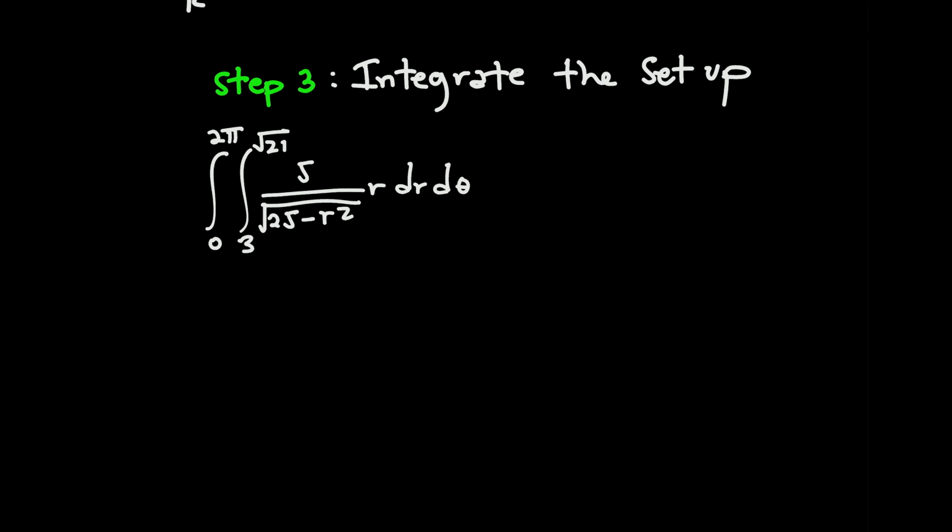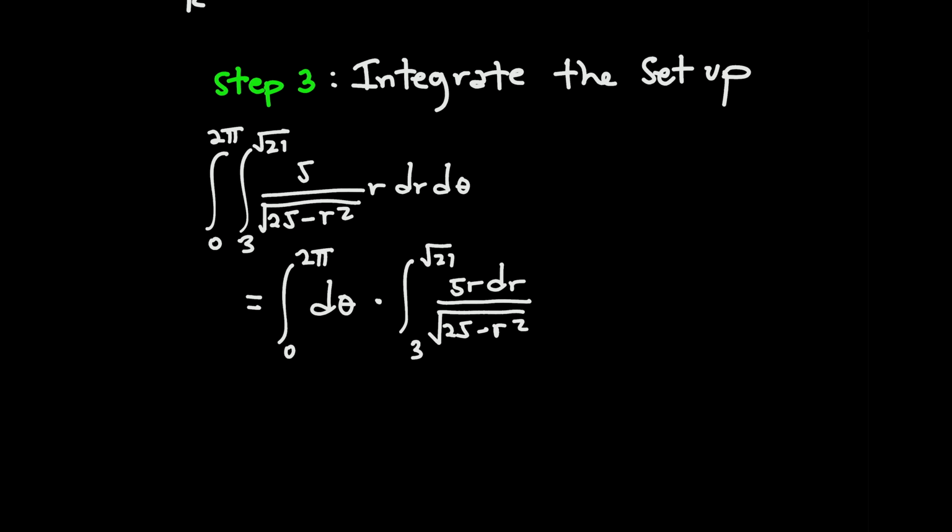Now, notice that this one is independent of theta. Therefore, we can use the separability property. That is, we separate the integral in terms of theta and the integral in terms of radius. Notice that this one gives you theta evaluated from 0 to 2 pi, which gives us the value of this integral, which is 2 pi.